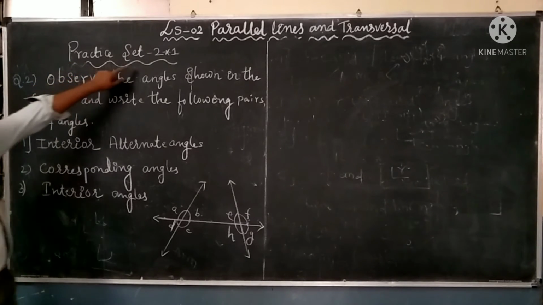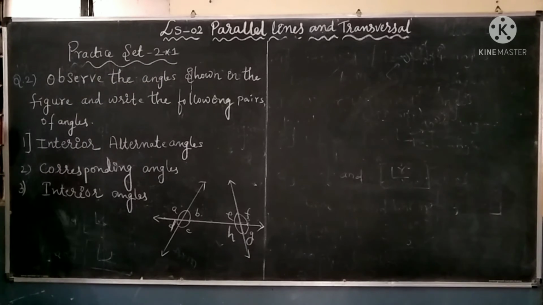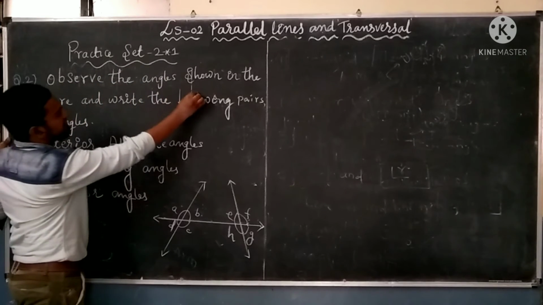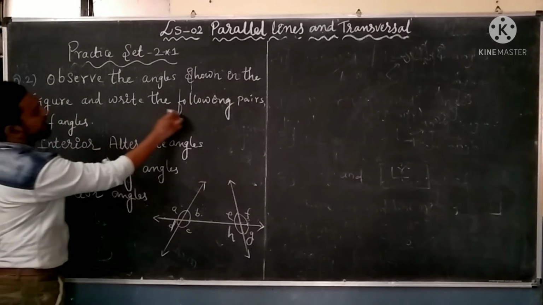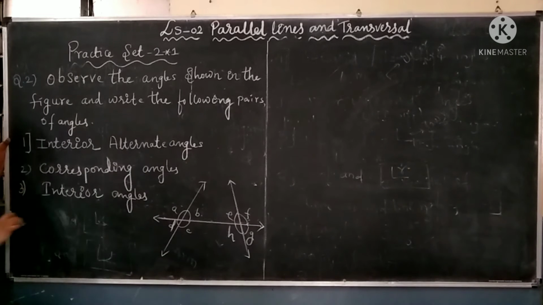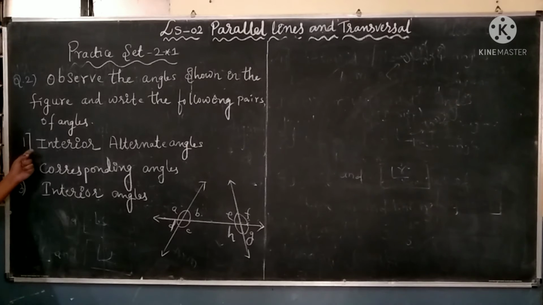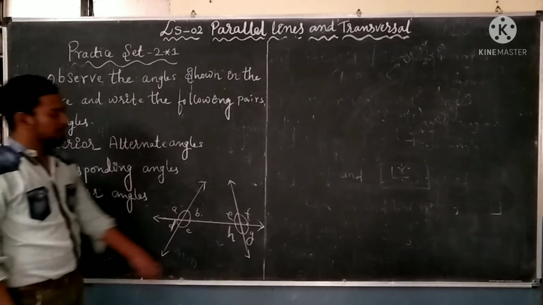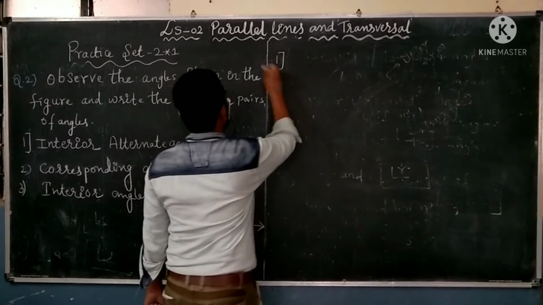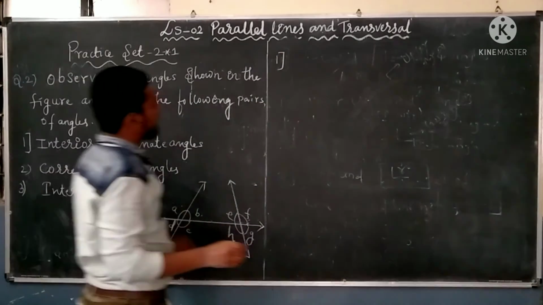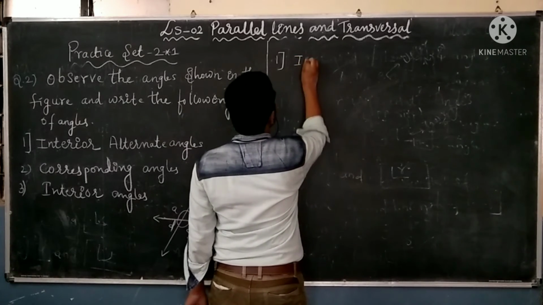Practice set number 2.1. Question number 2. Observe the angles shown in the figure and write the following pairs of angles. Now we will find interior alternate angles, second corresponding angles and interior angles. Here is the given figure. First of all, we will see the interior alternate angles.